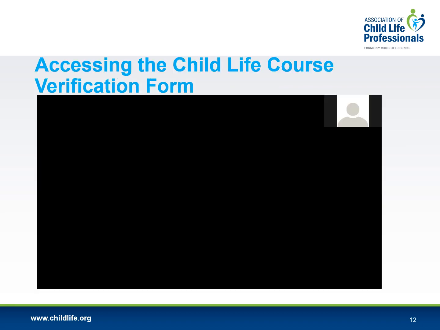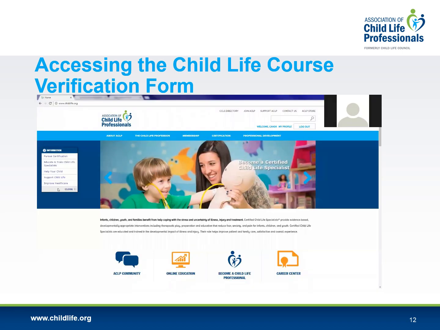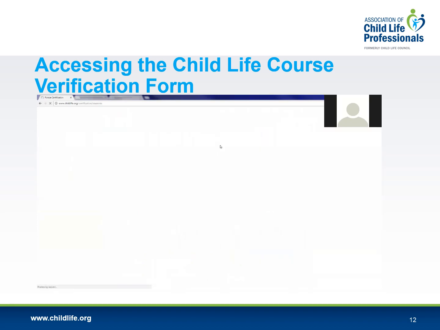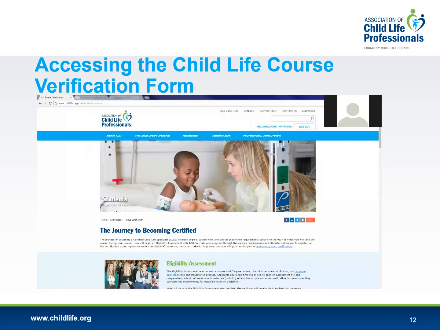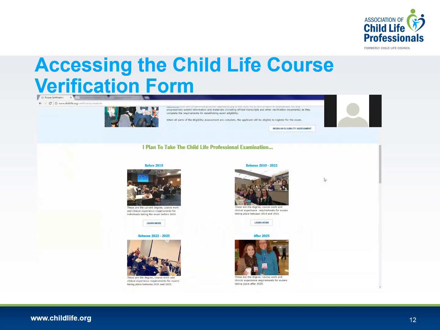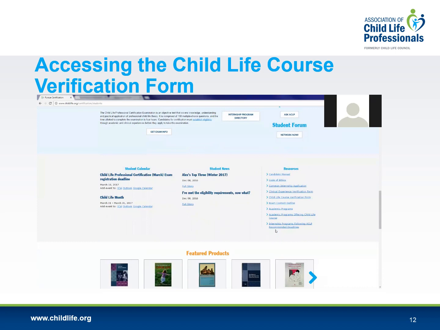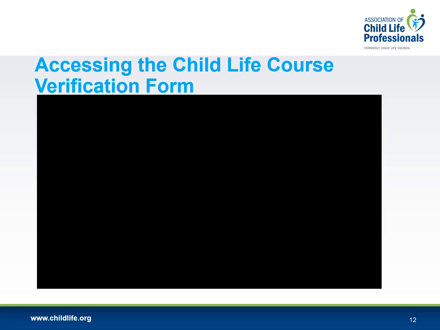Let's take a look at the first way you can have your Child Life course verified by accessing the Child Life course verification form. From our website, childlife.org, go ahead and hover over certification and you'll see Pursue Certification. Go ahead and click on that and you'll get to this page. From this page, scroll down to the bottom and you'll see a list of resources. This is where you can download and access the hard copy Child Life course verification form, which you'll need to complete and submit to ACLP in order to have your Child Life course verified.